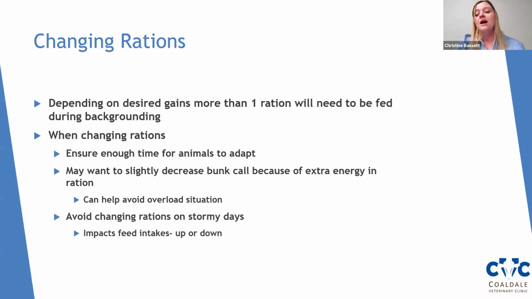If possible, avoid changing rations on stormy days. We know stormy days can impact feed intakes, whether they're going up or down, and we really want to try and keep that rumen as consistent as possible.